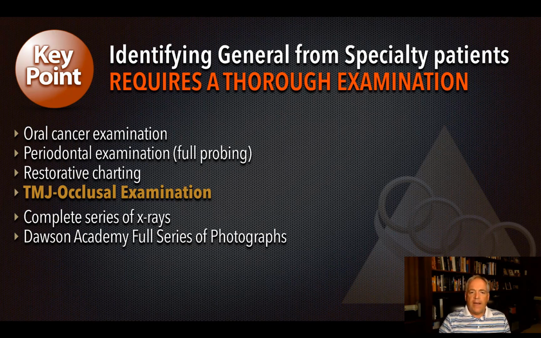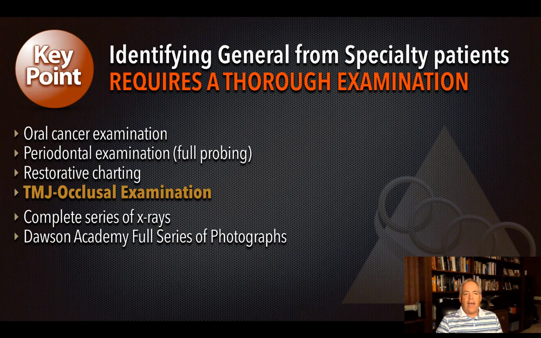So we're going to identify patients that have occlusal disease. The general and specialty patients we'll talk about later. But let's just say for now that to identify a patient that has an occlusal problem from one that doesn't really requires a thorough exam. Along with your oral cancer exam and your probing and your restorative charting, we're going to show you how to do a TMJ occlusal examination where you look at the different parts of the masticatory system. We'll also, of course, do a full series of films, and in our practice we also do photographs.